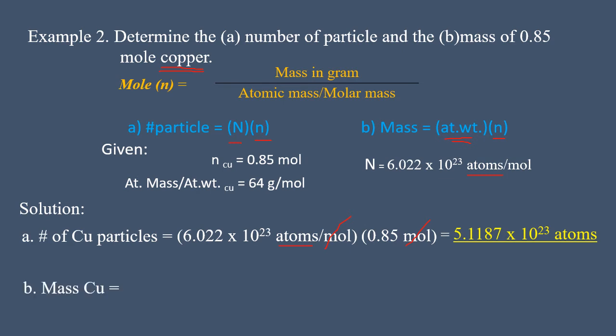For letter B, the mass of copper can be calculated by multiplying the atomic weight and the mole number. The mole number is 0.85 moles multiplied by 64 gram per mole. These two can be interchanged, it's okay, no problem. So we can now cancel mole, and we have the unit sought for, which is gram. So it will give you 54.4 gram of copper. So easy, right?